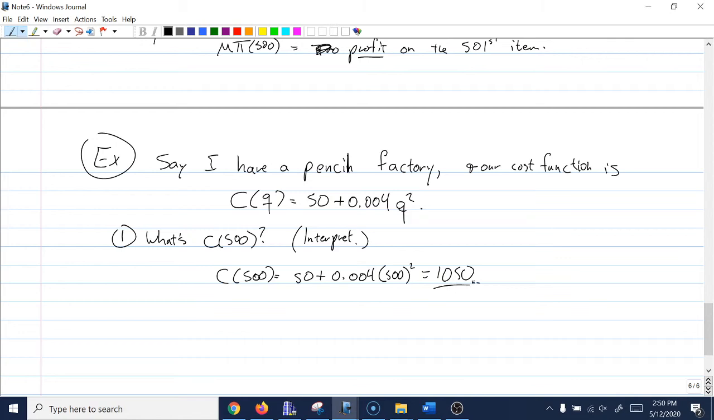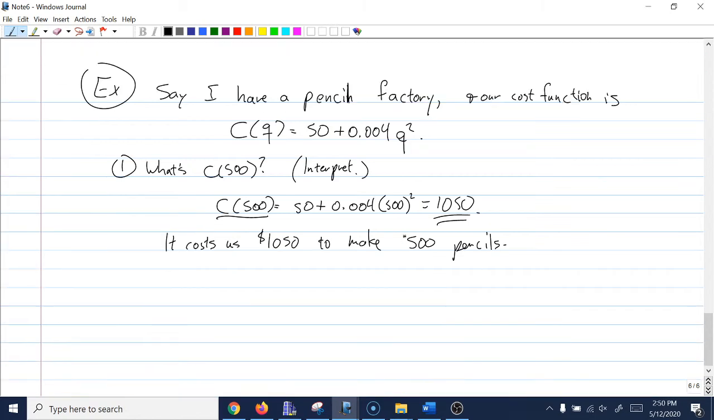Interpret. Turn this into a sentence about pencils. Our sentence about pencils is the cost to make 500 pencils is $1,050. It costs us $1,050 to make 500 pencils. That's about $2 a piece. I guess these might be very fancy pencils.